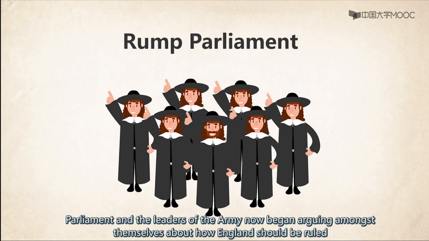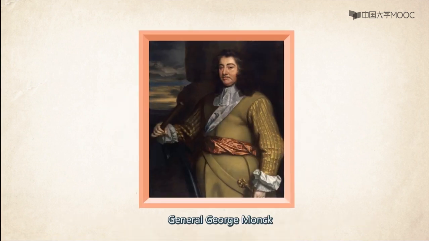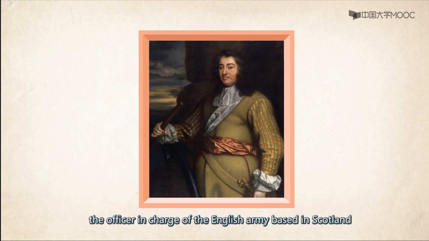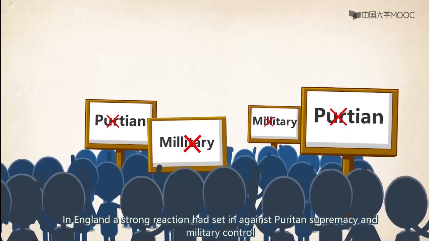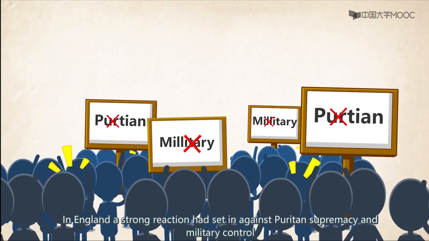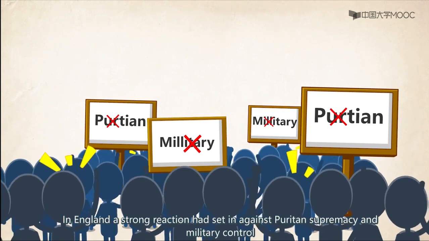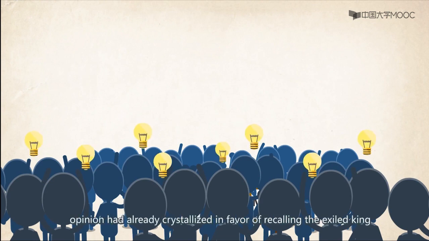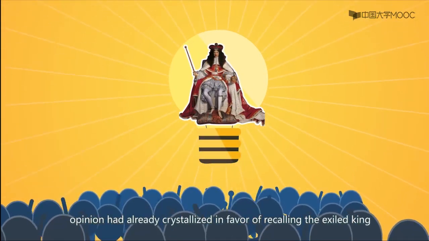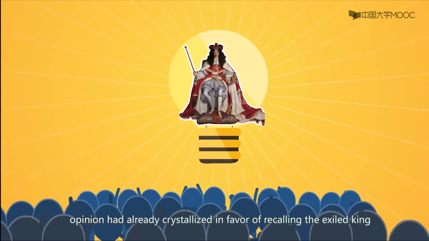Parliament and the leaders of the army now began arguing amongst themselves about how England should be ruled. General George Monck, the officer in charge of the English army based in Scotland, was concerned that the nation would descend into anarchy. In England, a strong reaction had set in against Puritan supremacy and military control. When Monck marched into London with his army, opinion had already crystallized in favor of recalling the exiled king.